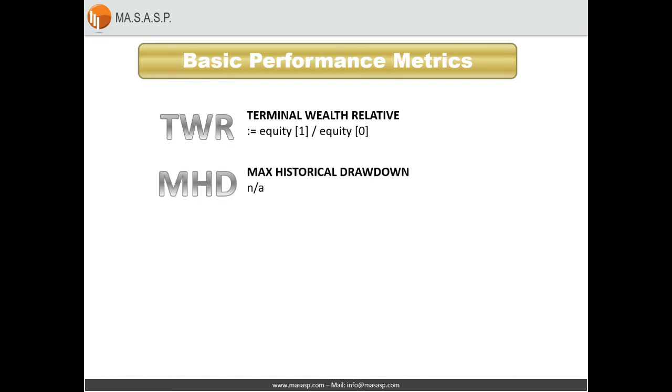The maximum historical drawdown, MHD, is an estimate of the biggest temporary loss measured with respect to the last upper peak of the equity curve. The single biggest loss, SBL, is the maximum loss recorded on a single trade.